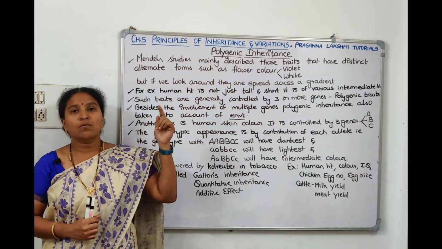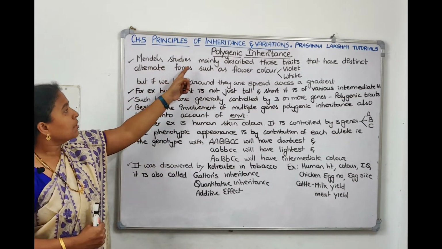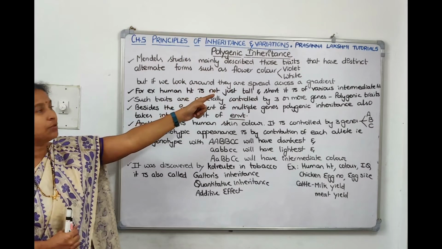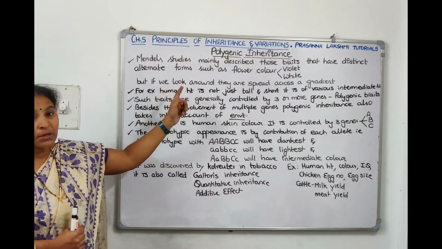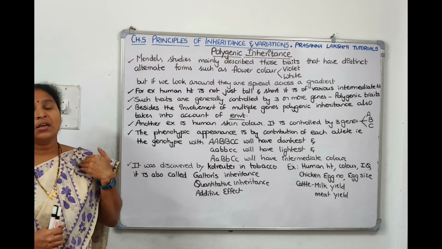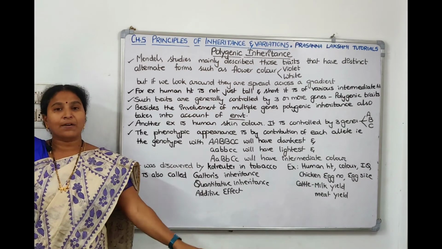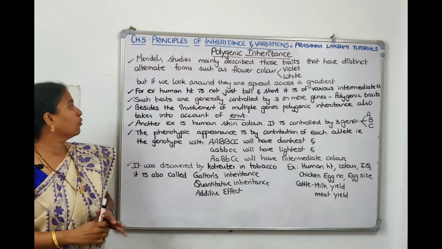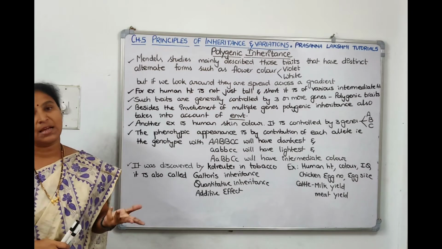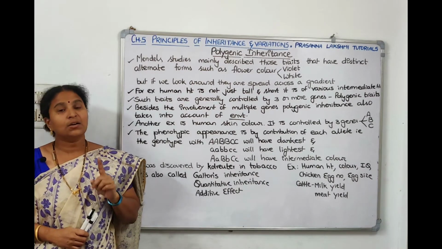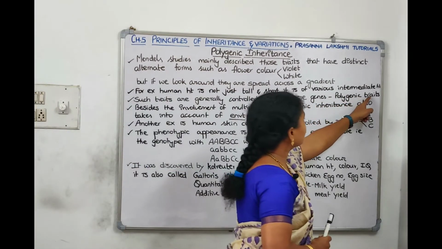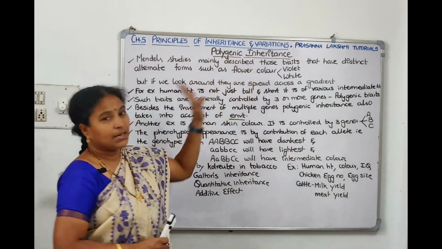Let us see the sentences that are there in NCERT. Mendel's studies mainly described those traits which are distinct in alternate forms. For example, flower color, he has taken only violet and white. But if you look around, there is a gradient of colors. For example, if you take human height, humans are not just very tall and very dwarf. Not only 2 heights, we have intermediate heights also. Such traits, like human height, are controlled by 3 or more than 3 genes. Since a trait called height is controlled by minimum 3 or more genes, we call such traits polygenic traits, and such an inheritance is called polygenic inheritance.